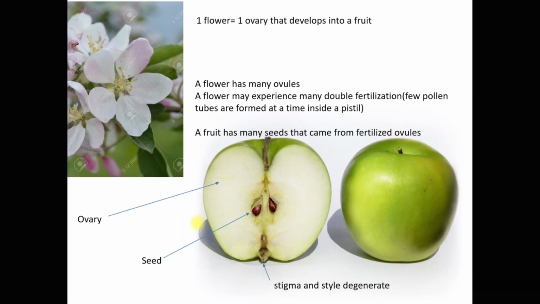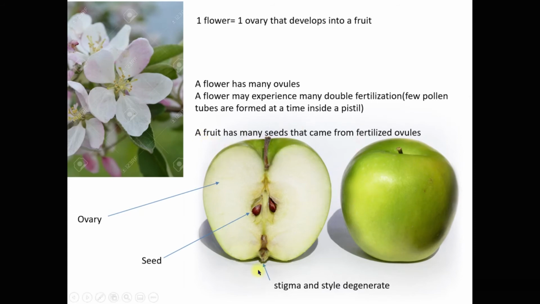Okay, now please take note that one flower has one ovary, which will develop into a fruit. So one flower has one ovary. A flower has many ovules, because one ovary has many ovules. So a flower may experience many double fertilizations, meaning a few pollen tubes are formed at a time inside a pistil. So a fruit has many seeds that came from many fertilized ovules.